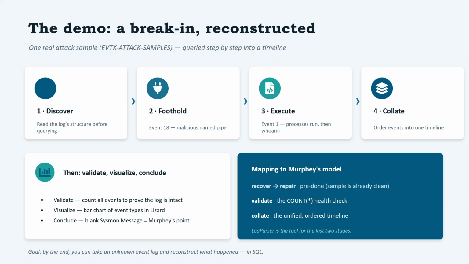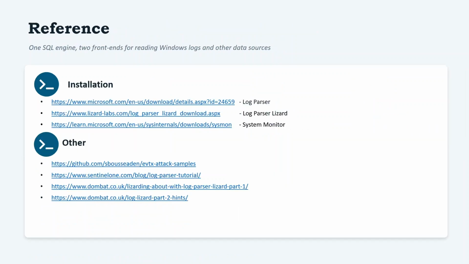Here I am not going to create an incident but use a publicly available sample attack and show how to find exactly what happened in the incident with Log Parser querying. By the end, you can take an unknown event log and reconstruct what happened using SQL with Log Parser. These are some of the references I used to create this demo. We will go with the demo now.